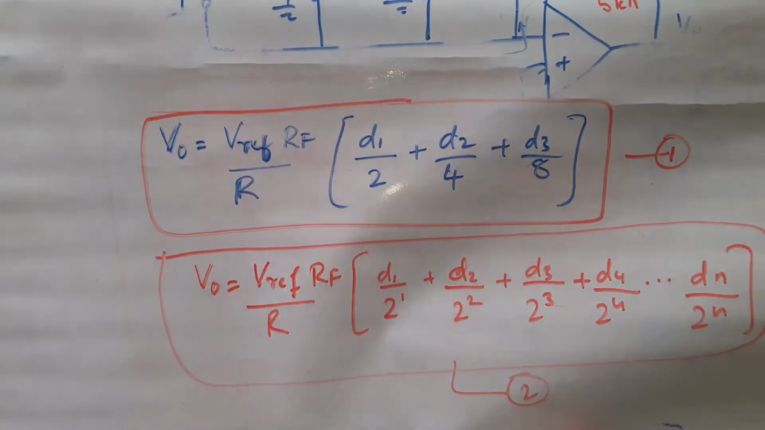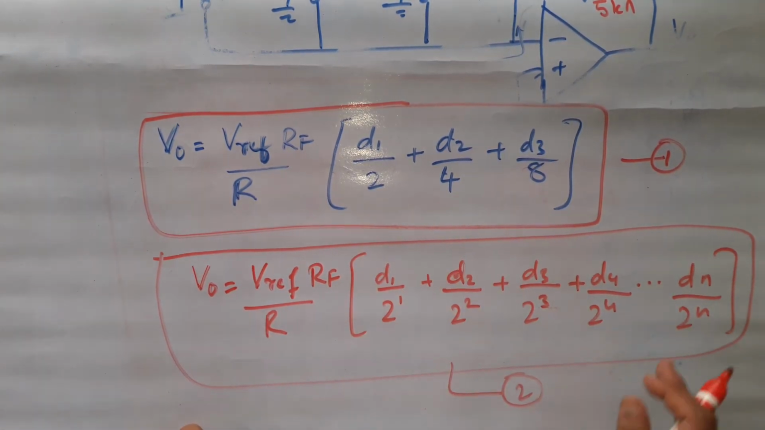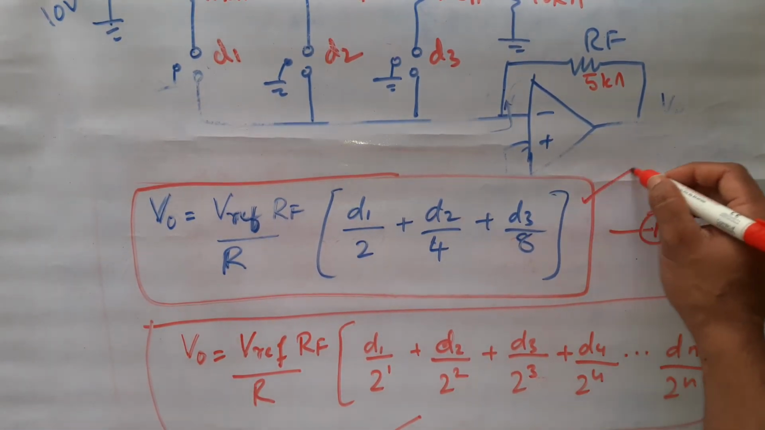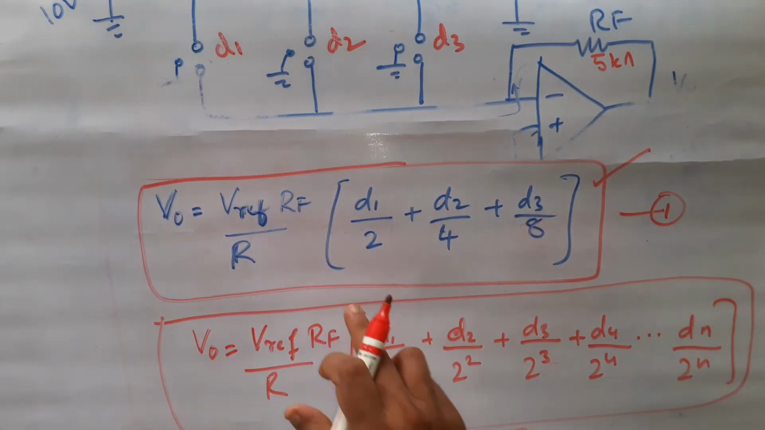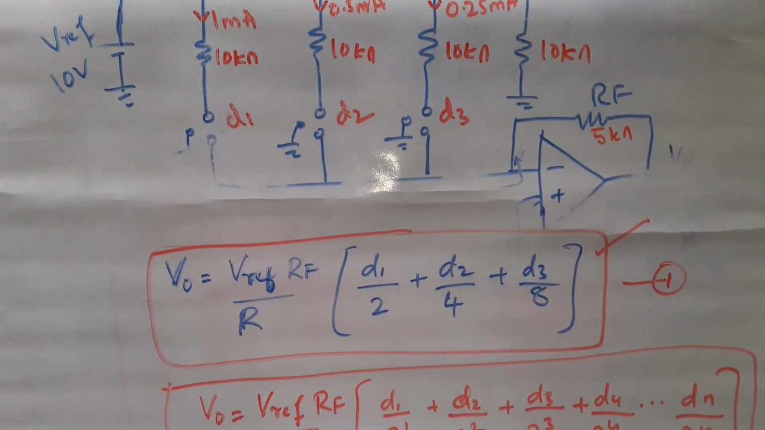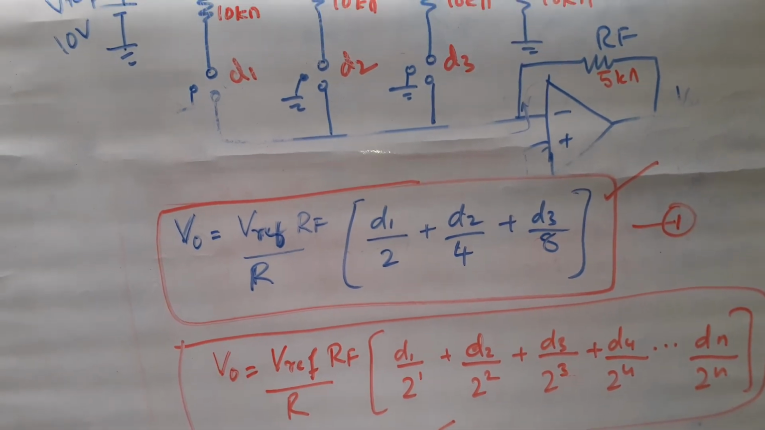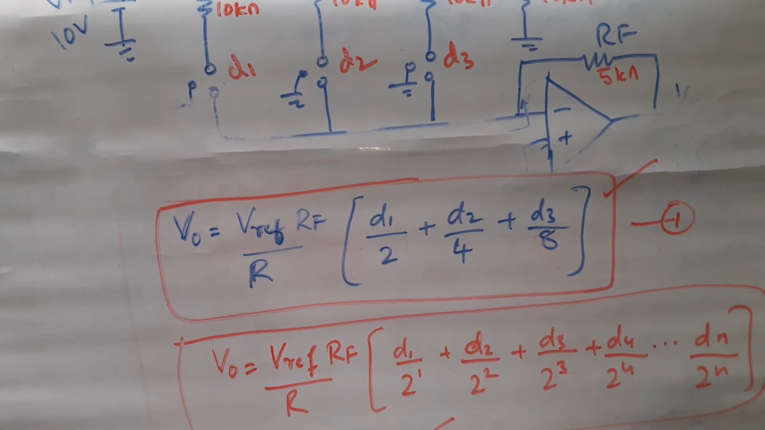Alright, for n bit code, this is to be used to get the output voltage. And if it is a 3 bit binary digital code, this is the equation. Alright. The same experiment is dealt with in the lab. That video is already shared with you. Please refer to that also. Thank you.